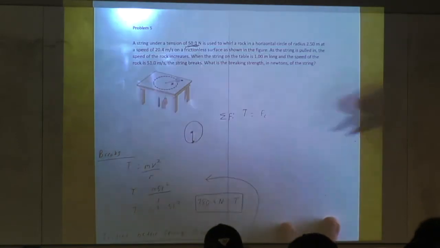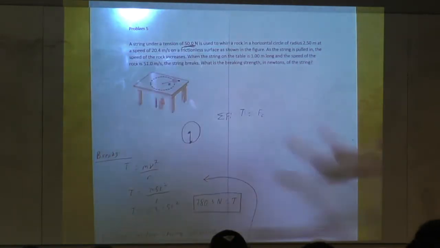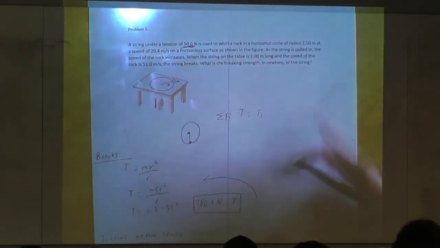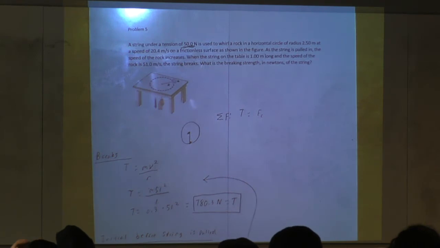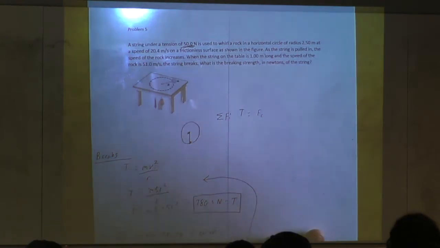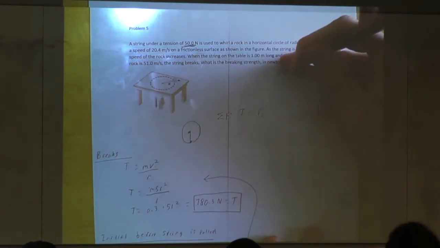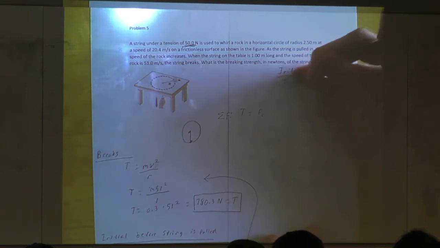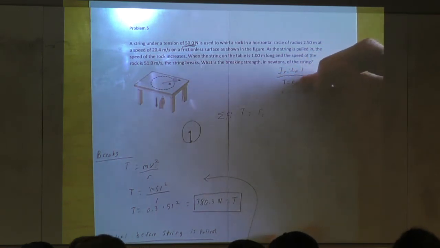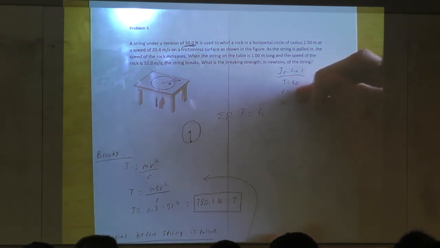One of the best things you can do in these questions is look at this and just write everything down, what this equals, what this equals, because it's very easy to forget what variables you have in a question, which is what you need to figure out which equations you can use. So for this one, I would write probably initial t equals 50, r equals 2.5, v equals 20.4.